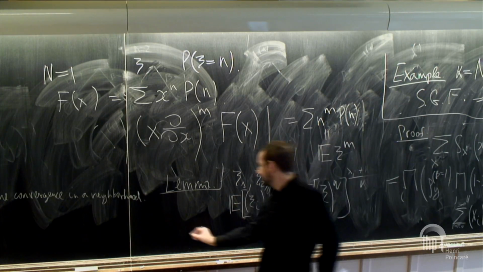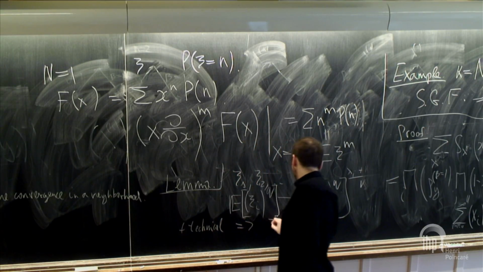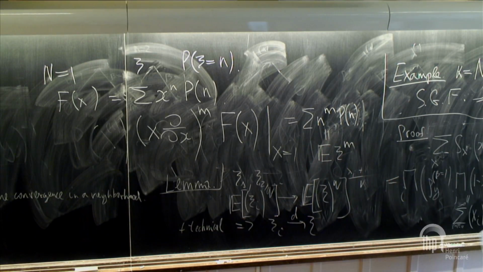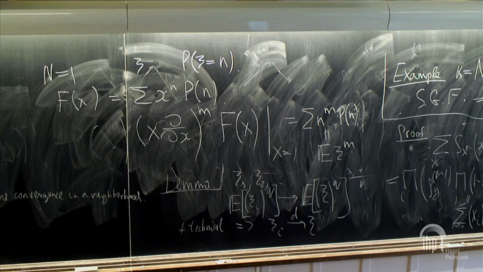So plus a technical condition, I don't want to write it on the blackboard, and then xi_n converges to xi in distribution. Well, in words, it says that if you know convergence of the moments of your random variable, then you know everything. You know the convergence of distributions. So in a sense, convergence of the moments is stronger than convergence of distributions.